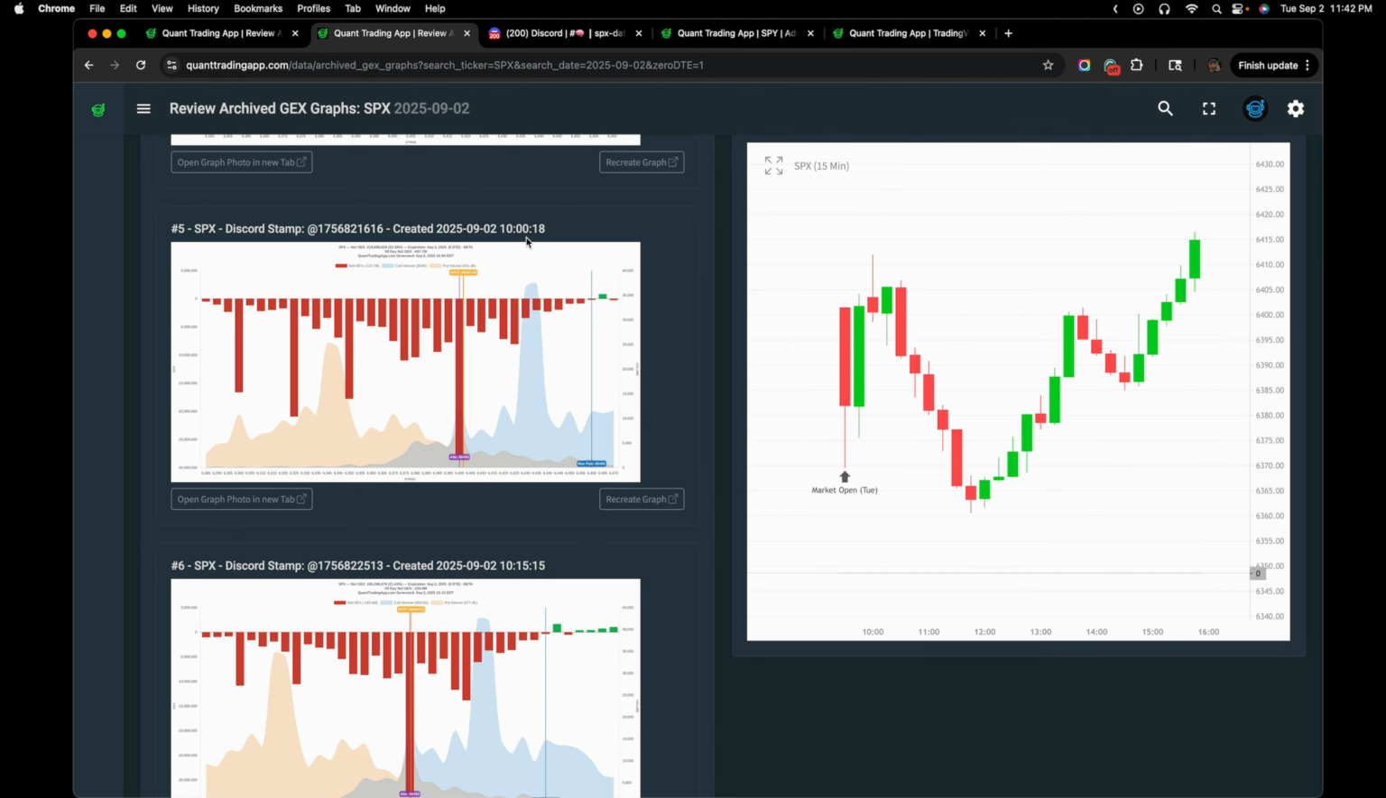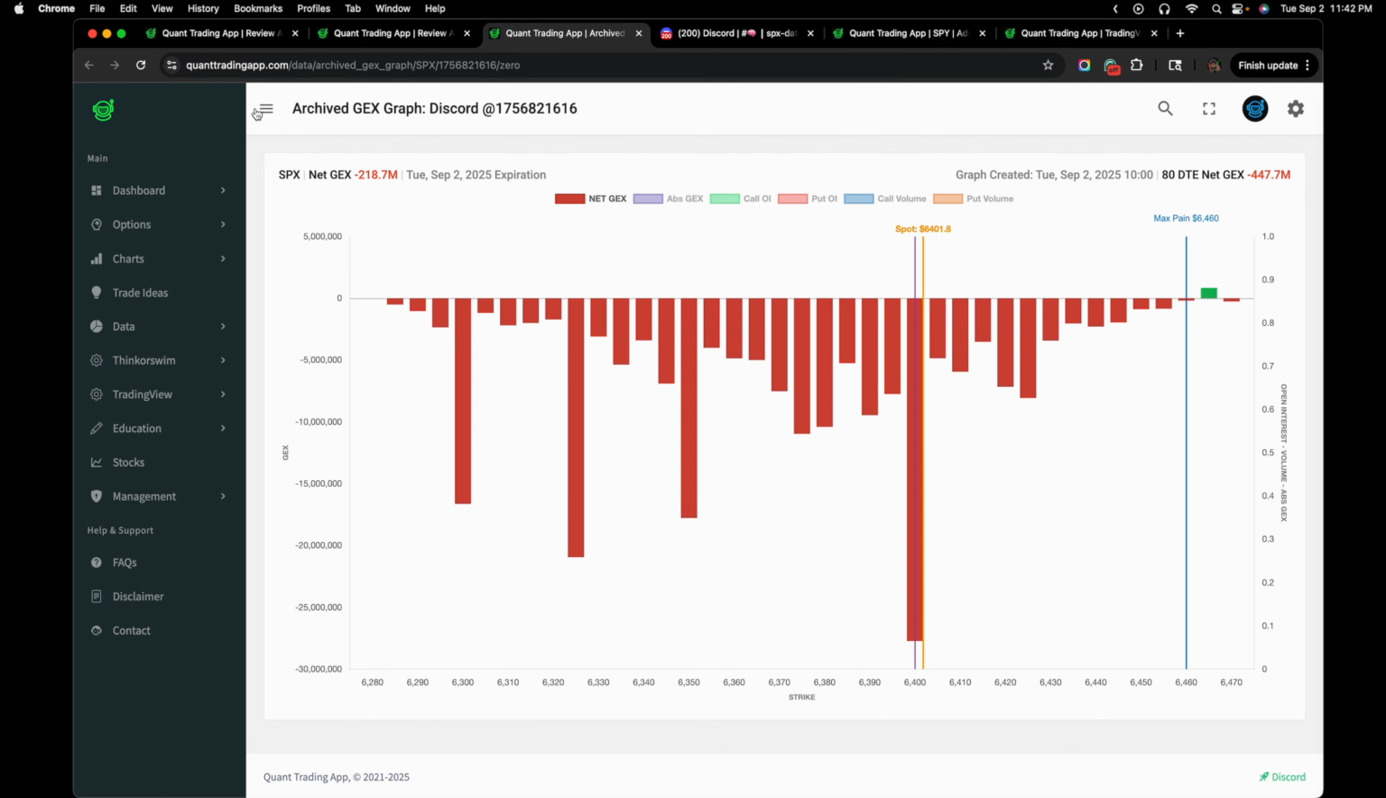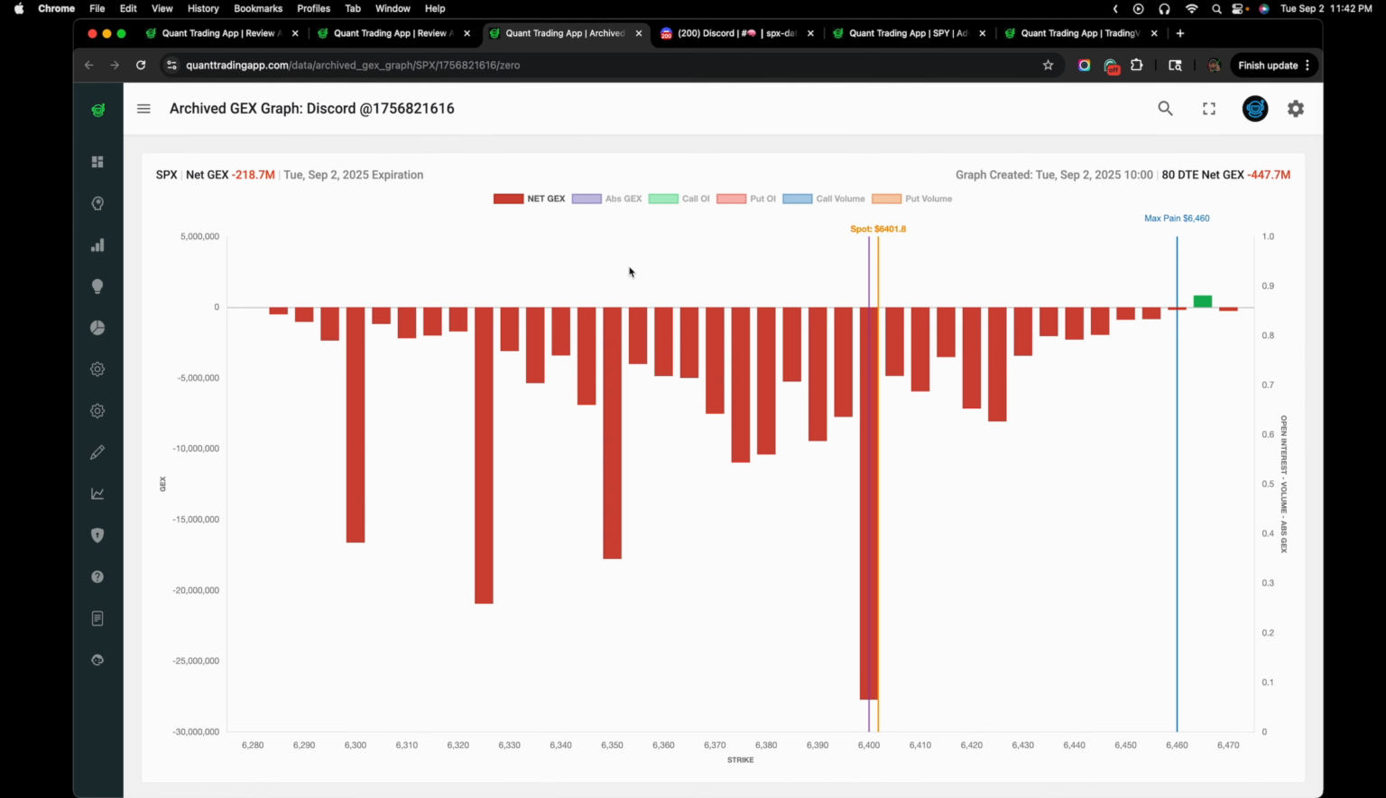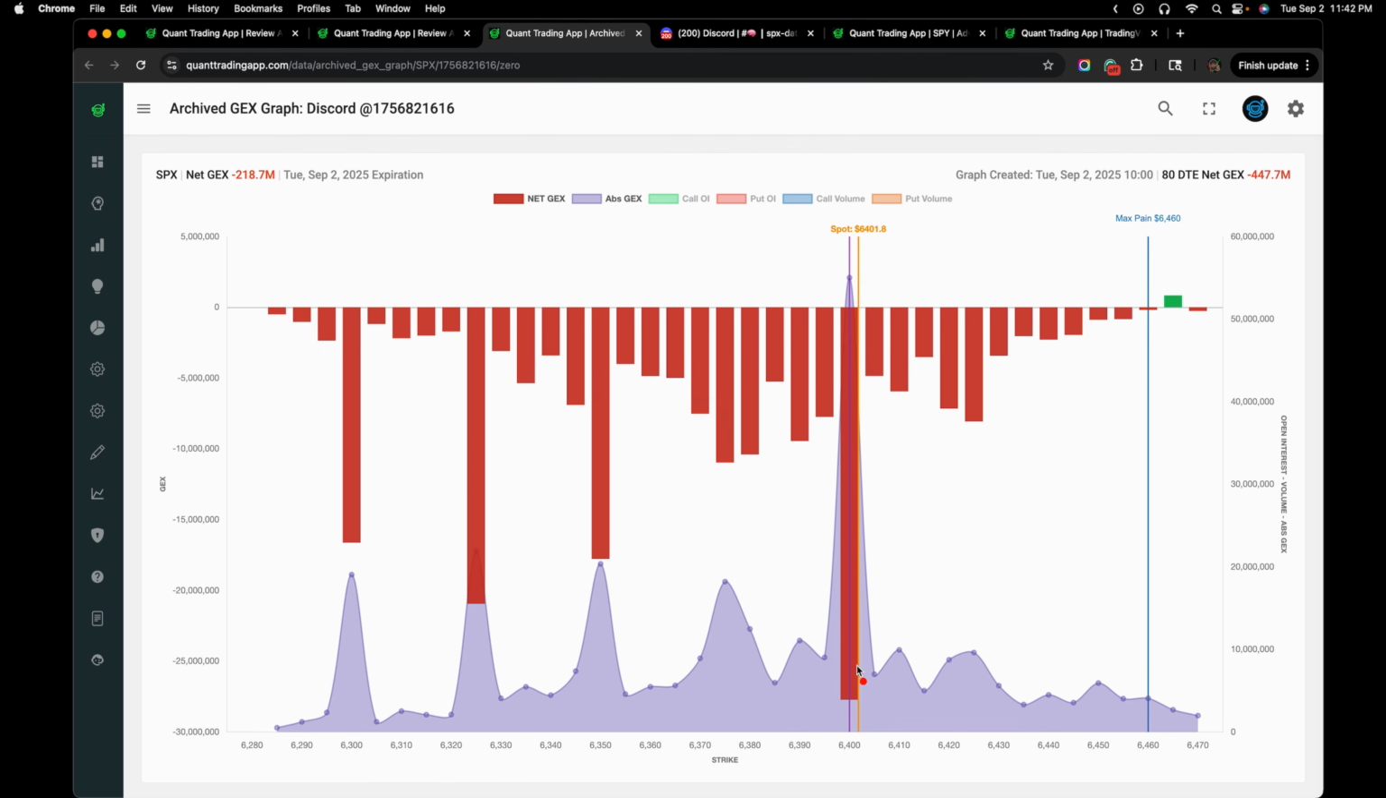So if we take a look, this is earlier in the day here. This is 10 a.m. Eastern time, so 30 minutes after the market opens. This is the archive gamma exposure at that point in time. I can turn on the absolute GEX and we can see how dominant that 6400 strike is.